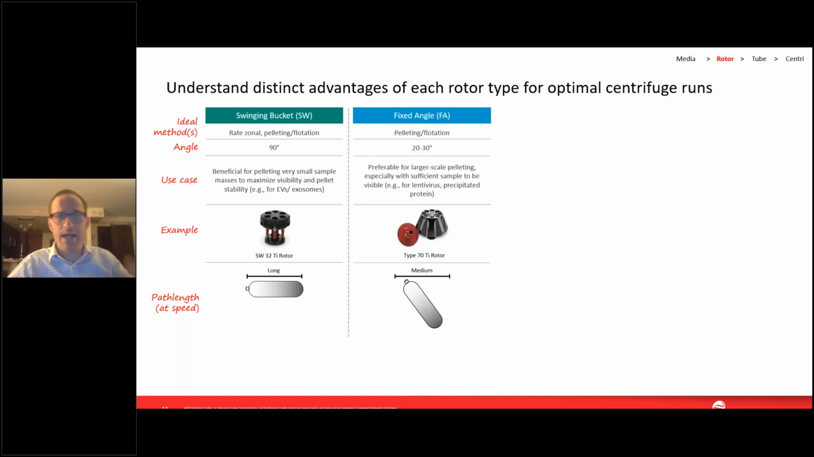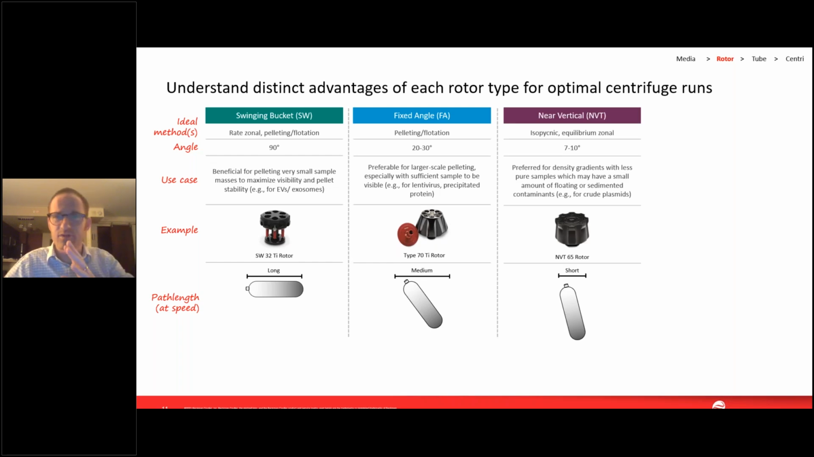Okay. The next rotor type is fixed angle, right? And this is kind of halfway between a swinging bucket and a vertical, right? It is extremely versatile. It is still commonly used for pelleting, and it has the advantage of being a little bit faster because now that path length is shorter. Now that has some consequences, right? If you're concerned about shear effects, you might be using a swinging bucket rotor where the sample will not be hitting the side of the tube as much. So there are some consequences to that, but it is faster, and this is generally a very versatile rotor.